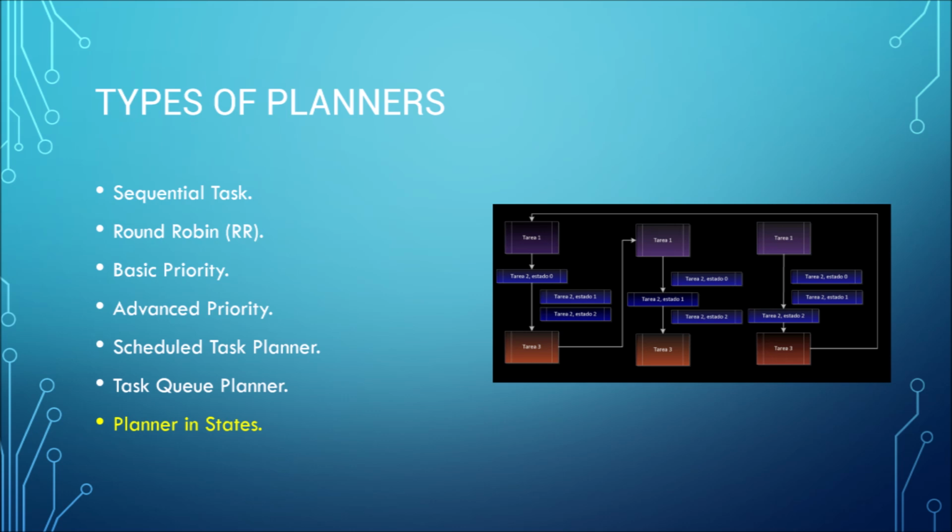There are different types of schedulers and I will not talk about them in detail, but I will mention some such as the sequential task scheduler, round-robin or RR, the basic priority scheduler, the advanced priority scheduler, the scheduled task planner, the task queue planner, the planner in states. And the latter is represented in the image on the right and is basically a state machine.